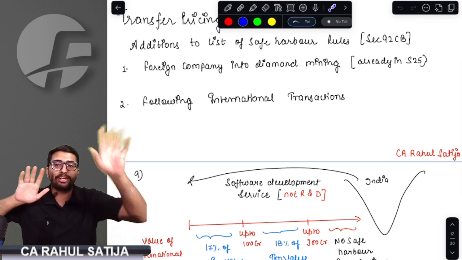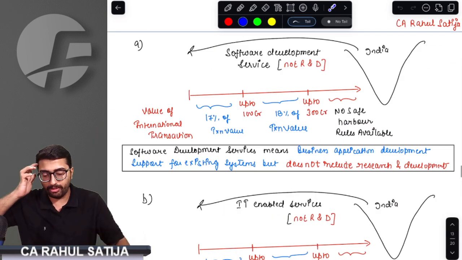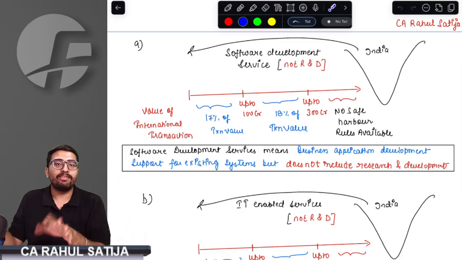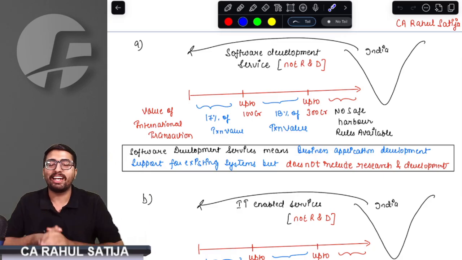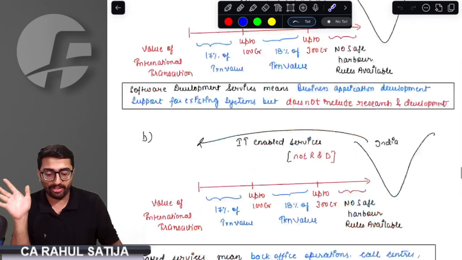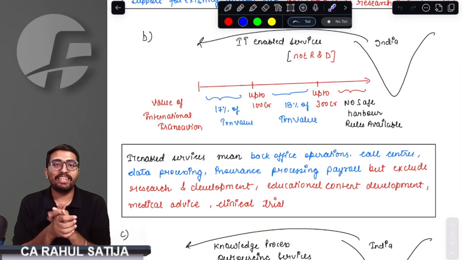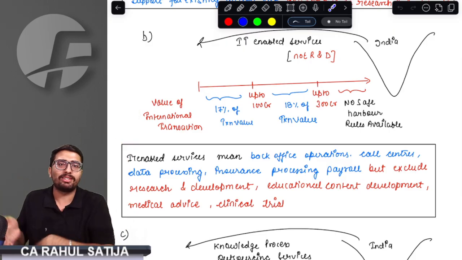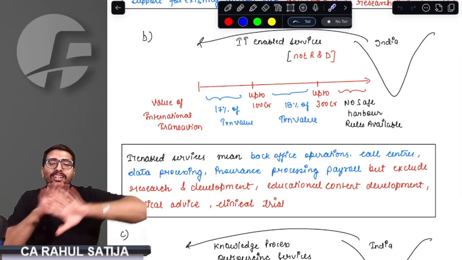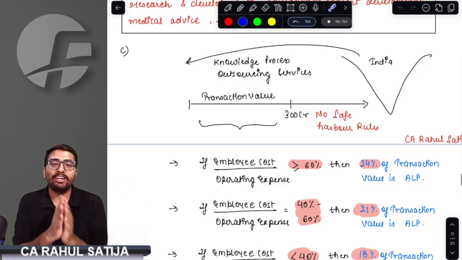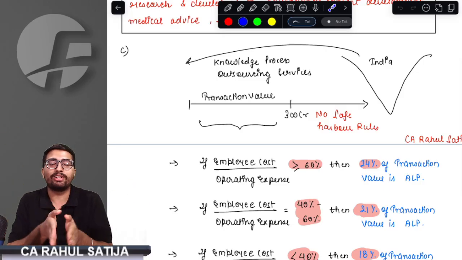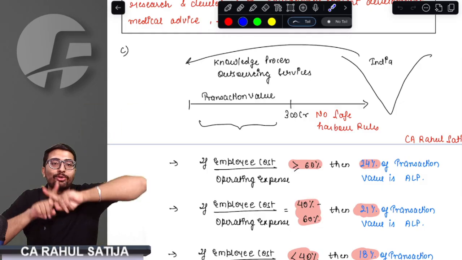We understood three points. Try repeating after me. If an Indian entity provides software development: up to 100, 17%; 100 to 300, 18%; more than 300, no safe harbor available. If an Indian entity provides IT-enabled services: up to 100 crore transaction, 17%; 100 to 300, 18%; greater than 300, no safe harbor. If an Indian entity provides knowledge process outsourcing services, up to 300 crore safe harbor is allowed. More than 300, no safe harbor.